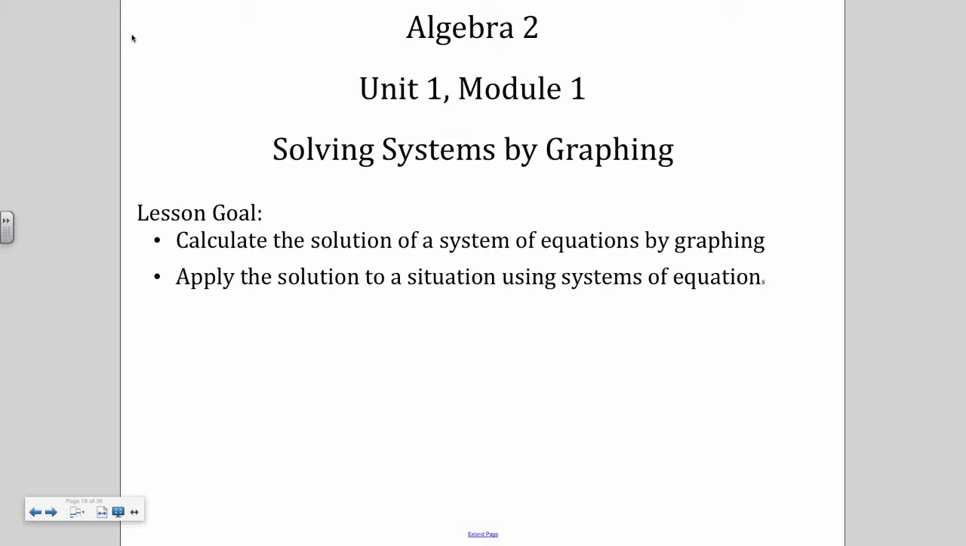So this is our first video, Unit 1, Module 1. We're solving systems by graphing. By the end of this video, you'll be able to calculate the solution to a system of equations by graphing, and then apply that solution to a situation using these systems of equations.